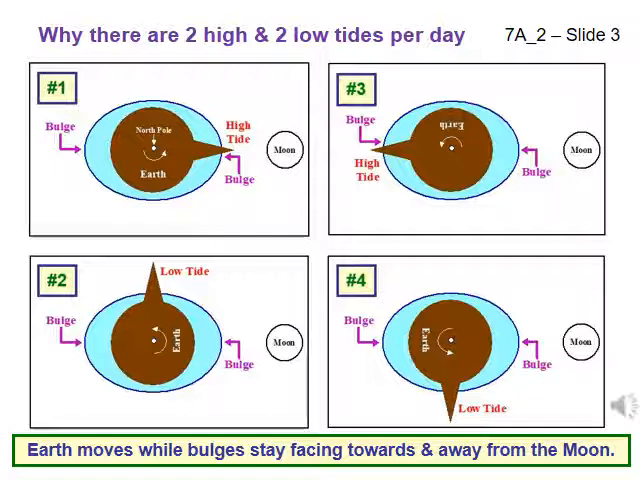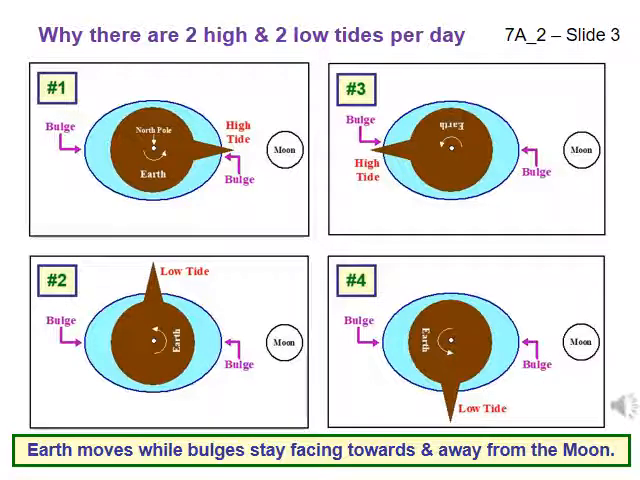Each day, the Earth rotates on its axis, spins all the way around one time. The bulges stay facing the Moon and facing away from the Moon as the Earth turns underneath. As a result, each day every location on the Earth goes into a bulge, high tide, then out of the bulge, low tide, then into the other bulge, high tide, and then out of the bulge, low tide. Thus, each location on the Earth experiences 2 high tides and 2 low tides per day.